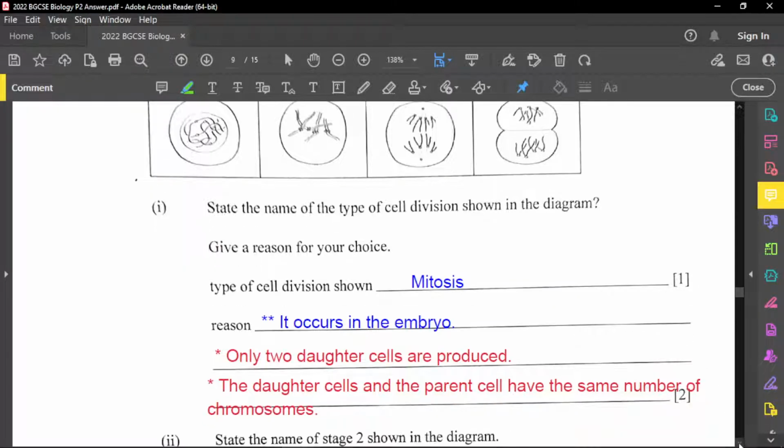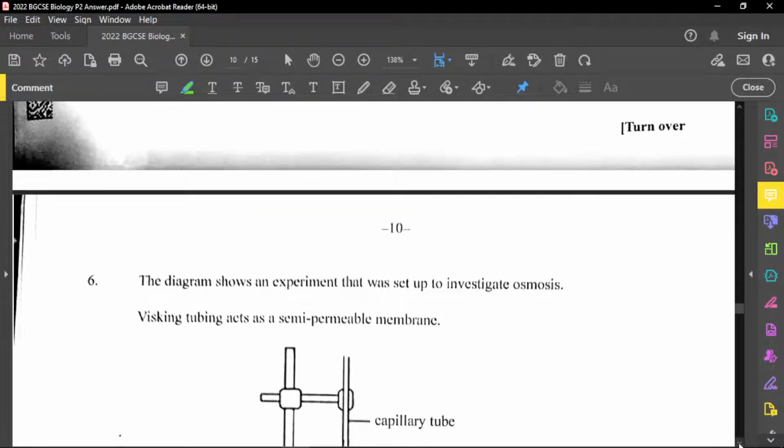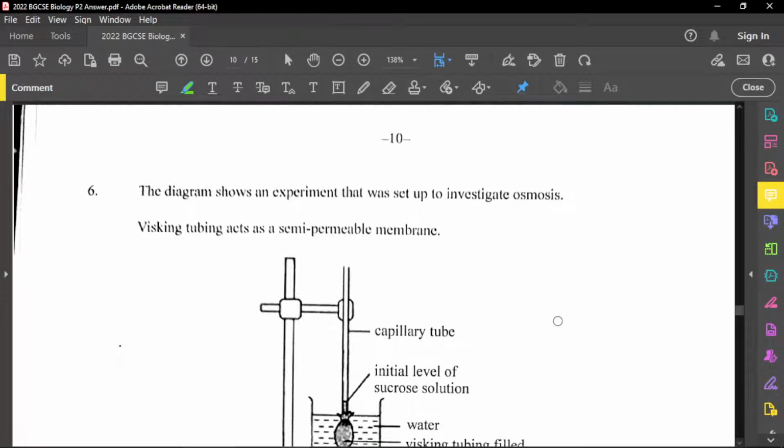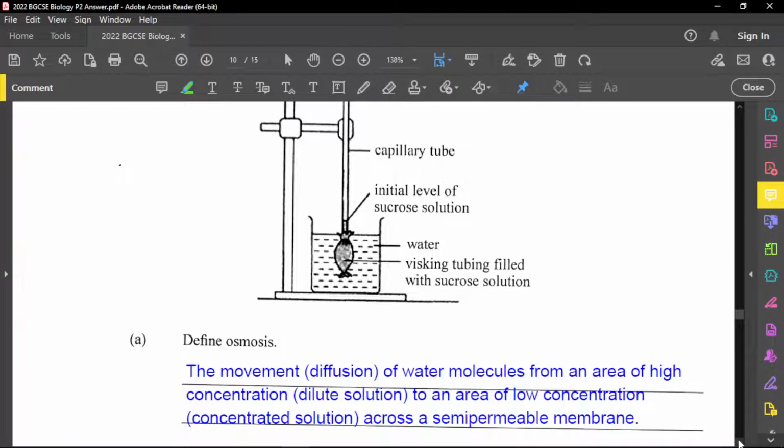All right, so let's go to the next question, and we are on question number 6. For question number 6, the diagram shows an experiment that was set up to investigate osmosis. Here it said that biskin tubing acts as a semi-permeable membrane, and we should know what a semi-permeable membrane is. A semi-permeable membrane is any membrane that only allows certain substances to pass through based on their size. All right, and so you can see the diagram.